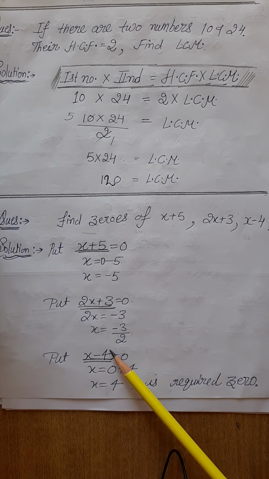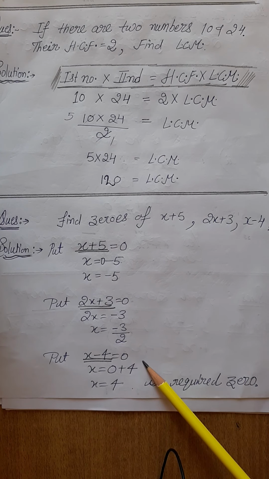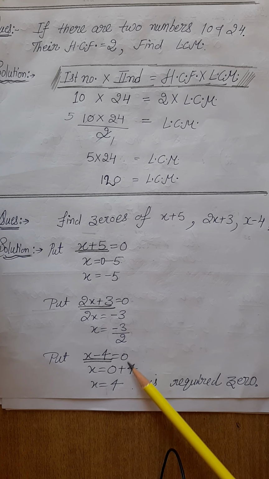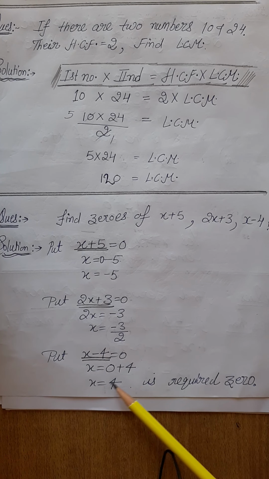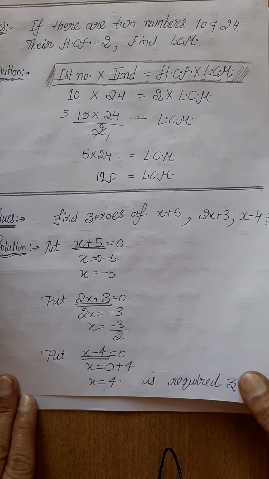Now on the next part we put x minus 4 is equal to 0 और 4 को उधर ले जाएंगे तो माइनस का साइन है और उधर जाके किसका बनेगा, प्लस का. तो हमारे पास आ गया x is equal to 4 which is our required 0. 0 means value of x, remember that. Now we move on our next question.